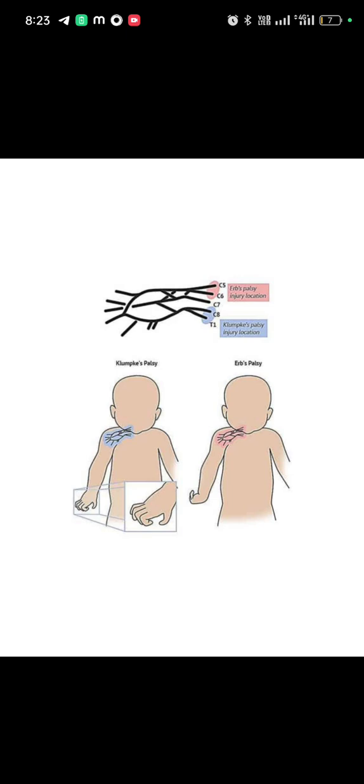You can see the difference between Klumpke's palsy and Erb's palsy. See, in Erb's palsy, the hand is abducted and internally rotated, but the wrist is flexed. Here, in Klumpke's palsy, the wrist is extended. And in Erb's palsy, injury occurs in the 5th and 6th cervical, but in Klumpke's palsy, the 7th and 8th cervical region and first thoracic.